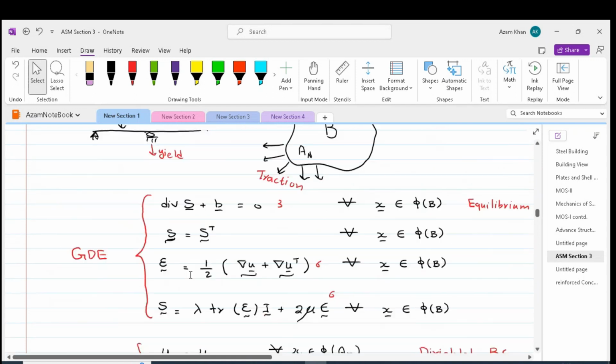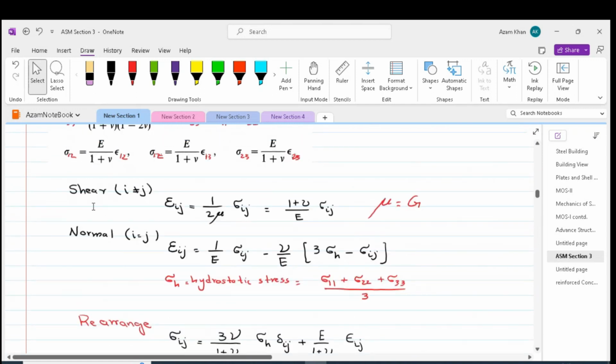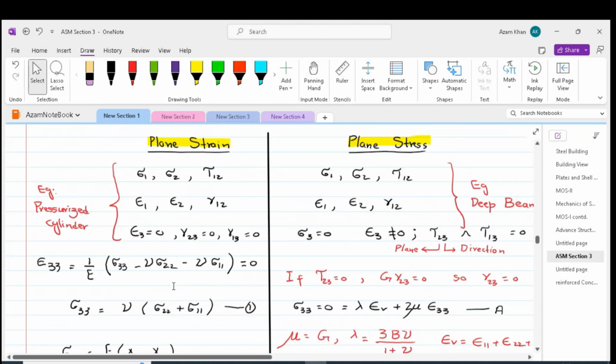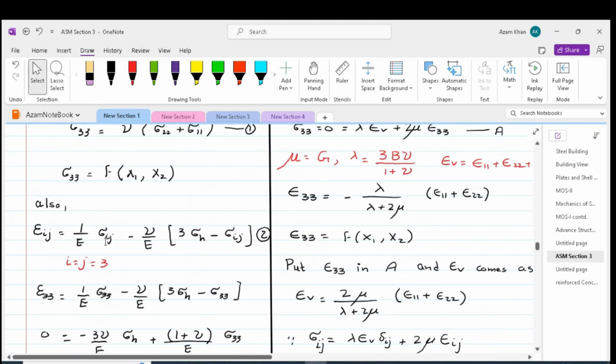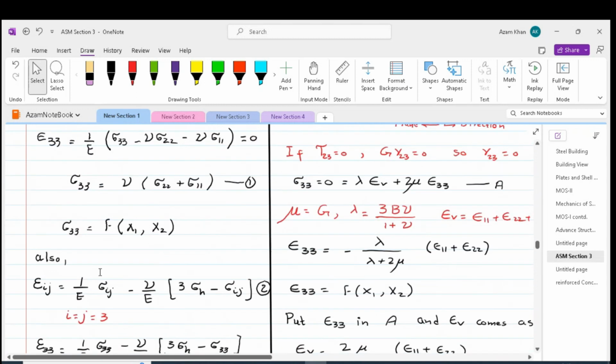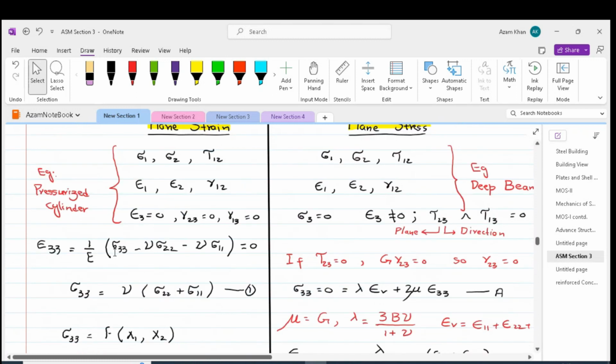From our previous discussion, we have the normal strains and the shear strains defined over here. Rewriting this equation in terms of i and j, it is epsilon ij equals 1 over E times sigma ij minus nu by E, in bracket, 3 times sigma h minus sigma ij. Sigma h is the hydrostatic stress. In this equation, we can put i equal to j equal to 3, and we will get 1 by E times sigma 33 minus nu sigma 22 minus nu sigma 11.